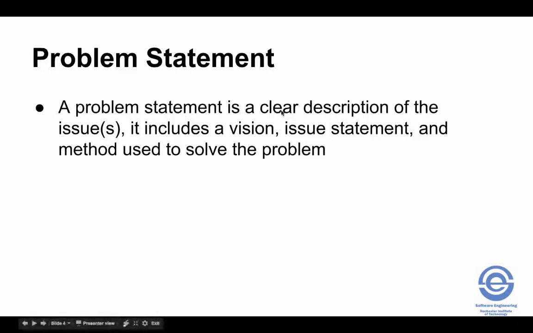I will underline the word clear here. You want to eliminate ambiguity in your research statement. You want to give the reader a clear understanding of the problem you're trying to solve. Like I mentioned here, you should include the vision of what you're trying to solve and the method used to solve the problem. Okay.